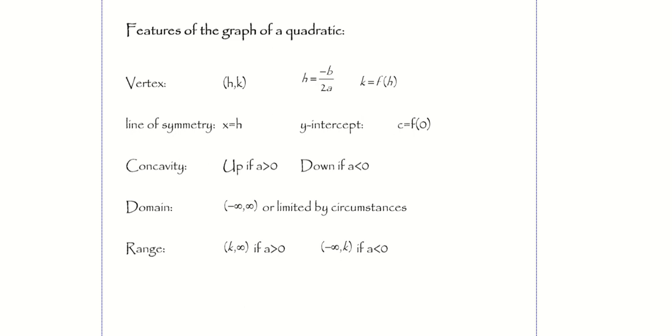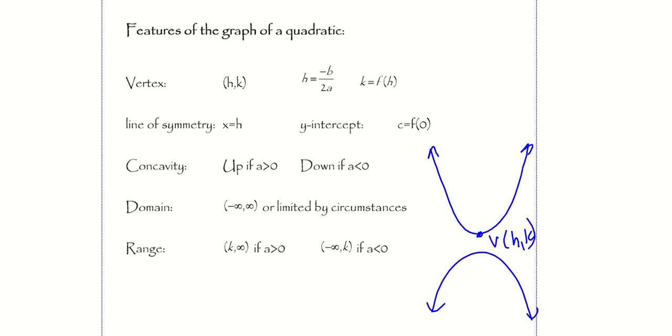Features of a quadratic, right? So the graph of a quadratic looks like a parabola. So we might have a happy parabola or a sad parabola, right? So it might be happy, might be sad. The vertex is the turning point of the parabola, so this would be my vertex, h, k. We have a formula for finding the vertex, and that is that the h is the opposite of b over 2a, right, when we have our quadratic in standard form.